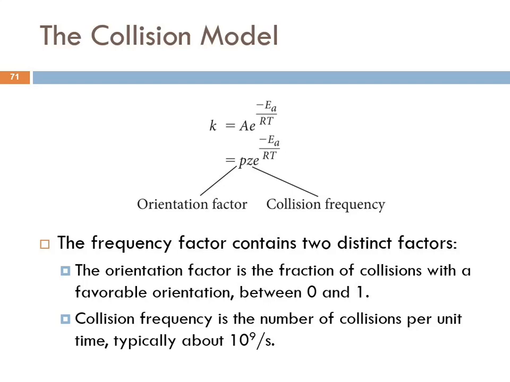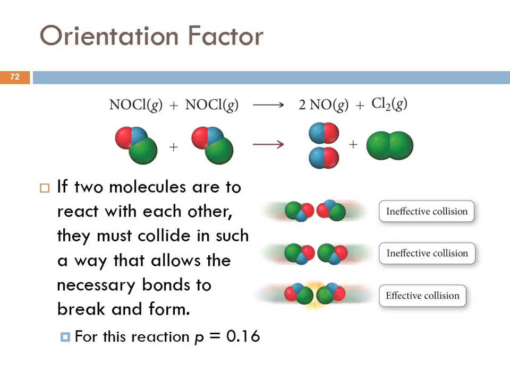So this collision frequency is the number of collisions per second, but it's modified by the orientation factor. Let's look at this example. Here we have NOCl reacting with NOCl to form NO and Cl2. In order for them to react, they have to collide in a way that allows the necessary bonds to break and the new ones to form.